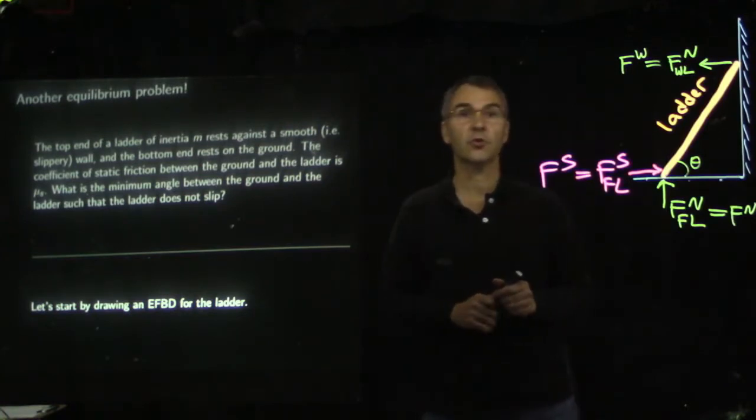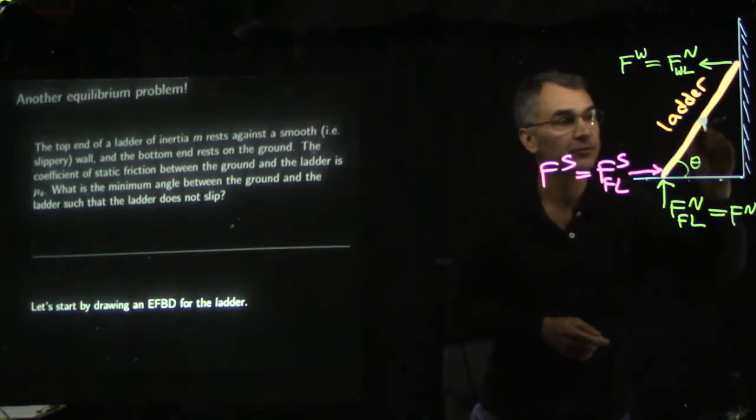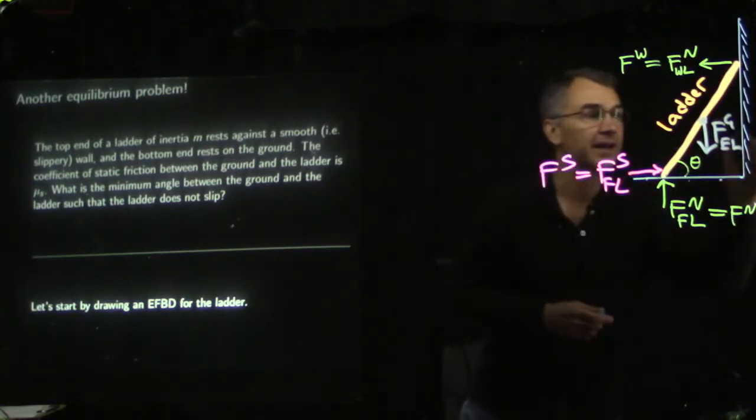We need one more force, which is the weight of the ladder. So we'll draw that at the center of mass of the ladder. This is the gravitational force by the Earth on the ladder, and we'll just call that mg.